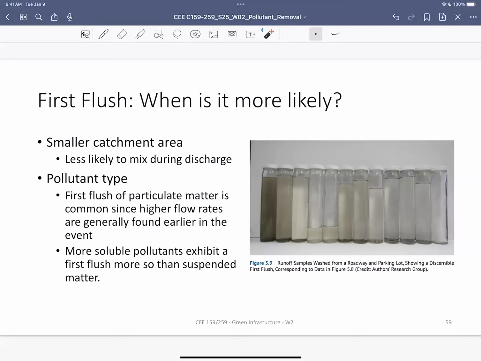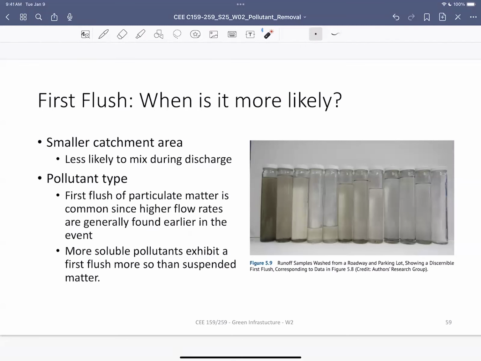Some pollutants may not. For instance, first flush of particulate matter is common because of higher flow rate, and it is generally found earlier in the events. Because all the erosion happens, the flow will remove a lot of particulate matter. So most likely you're going to see that in the beginning. Also, higher flow means higher energy that is going to disperse much more pollutants. More soluble pollutants exhibit first flush effect more so than suspended matter.